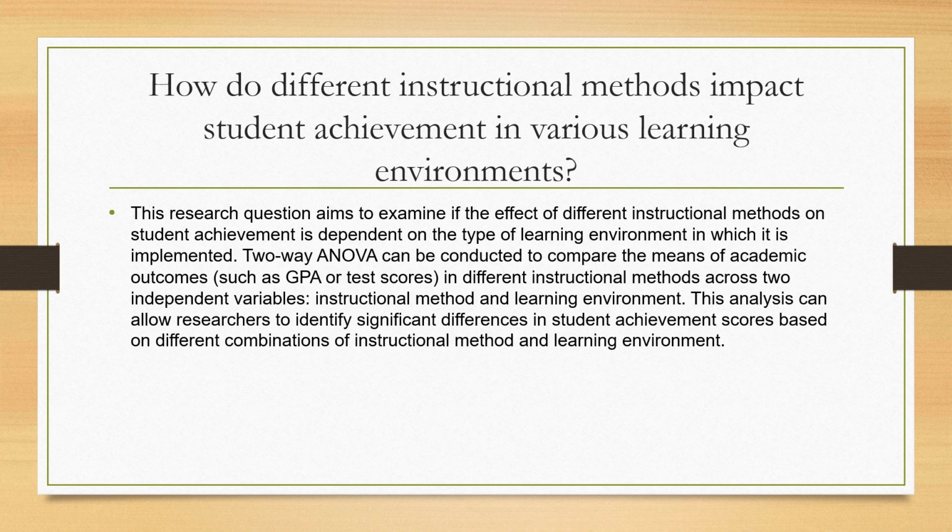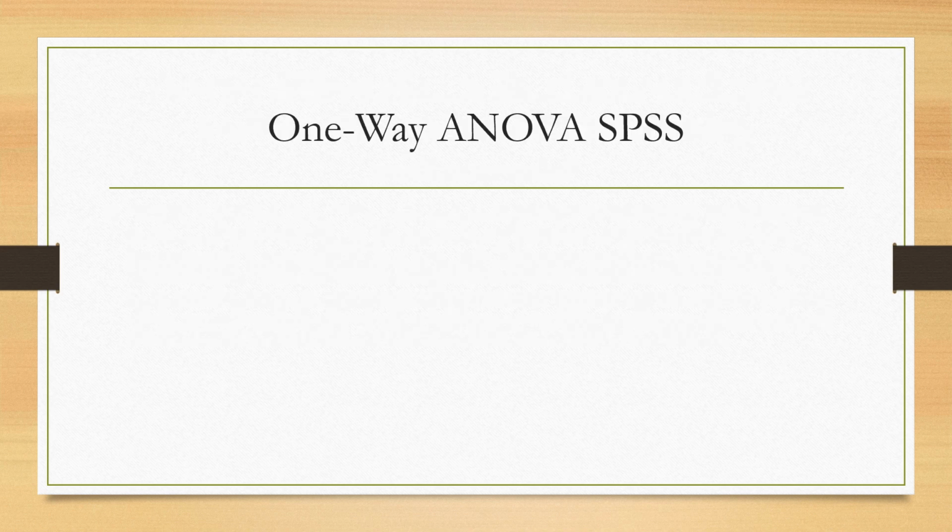A question I came up with for this would be, how do different instructional methods impact student achievement in various learning environments? Two-way ANOVA can be conducted here to compare the means of academic outcomes in different instructional methods across two independent variables, instructional method and learning environment.